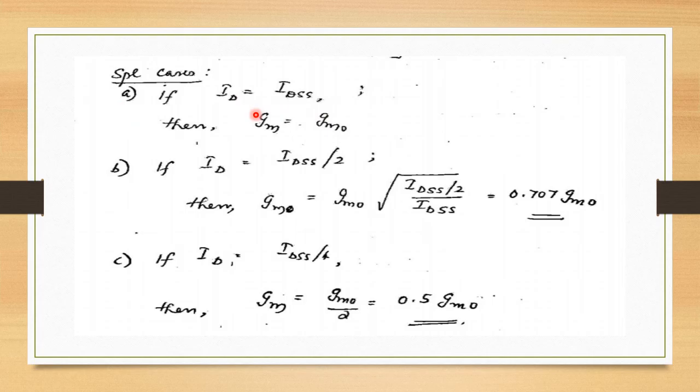Now for some special cases. If ID is equal to IDSS, when we substitute, you get gm as the maximum value, gm0. In the second case, if ID is equal to IDSS by 2, or half of the maximum value, gm is equal to gm0 into root of (IDSS by 2) by IDSS, that is equal to 0.707 gm0. So it decreases from the value gm0 as ID decreases from the maximum value IDSS. If ID is equal to IDSS by 4, gm is equal to 0.5 gm0.